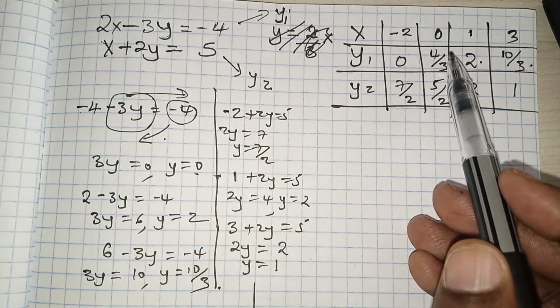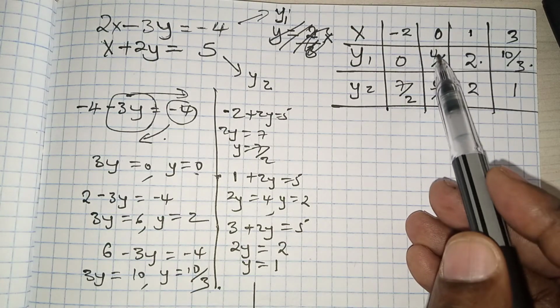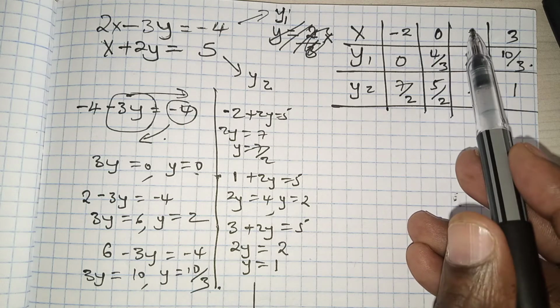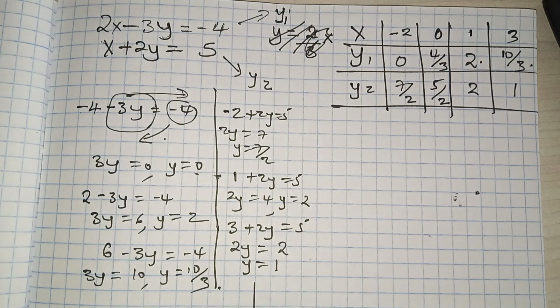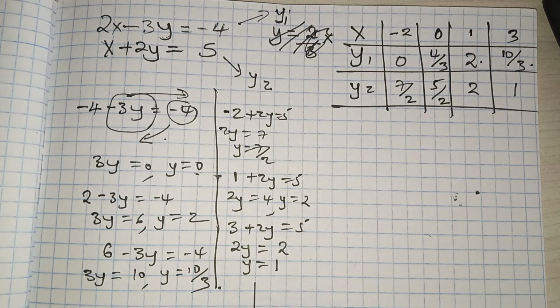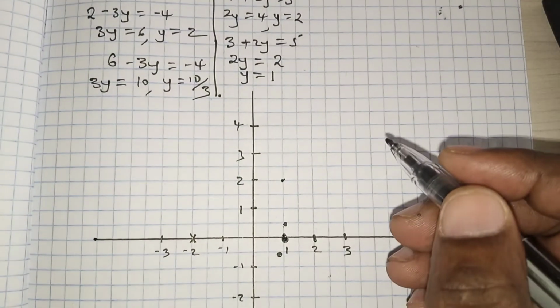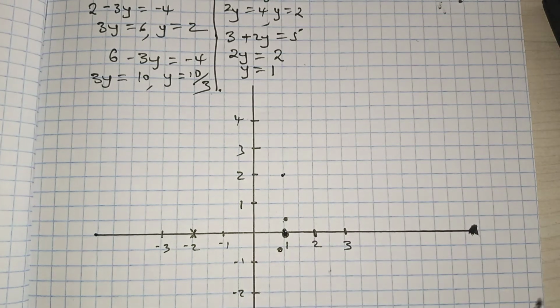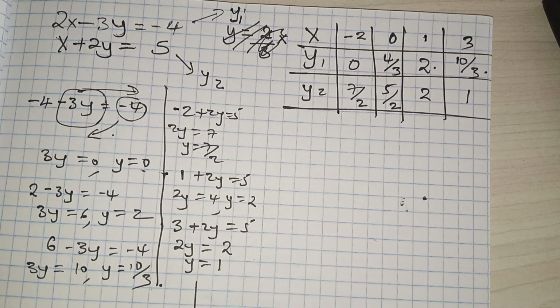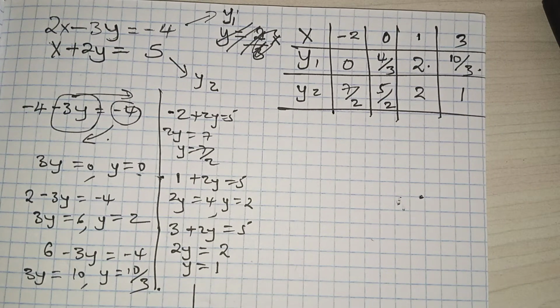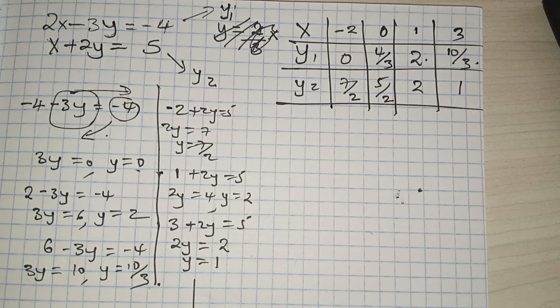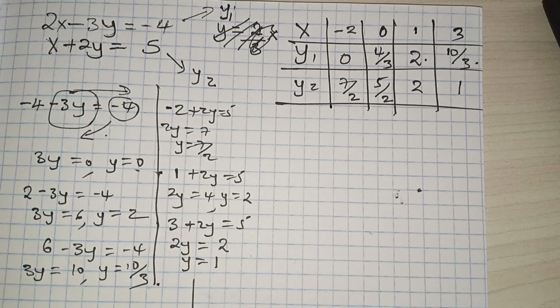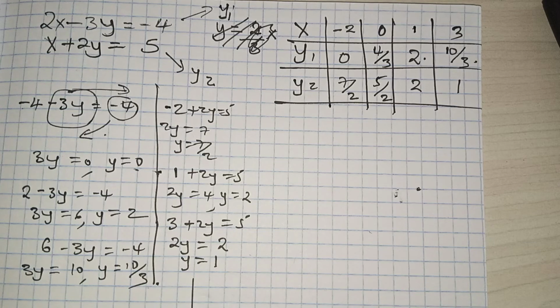When x is 0, y is 4/3. That one may not be very accurate. When x is 1, y is 2, that point. And when x is 3, y is 3 1/3 or 10/3. That may not be very accurate, but we have two very accurate points.